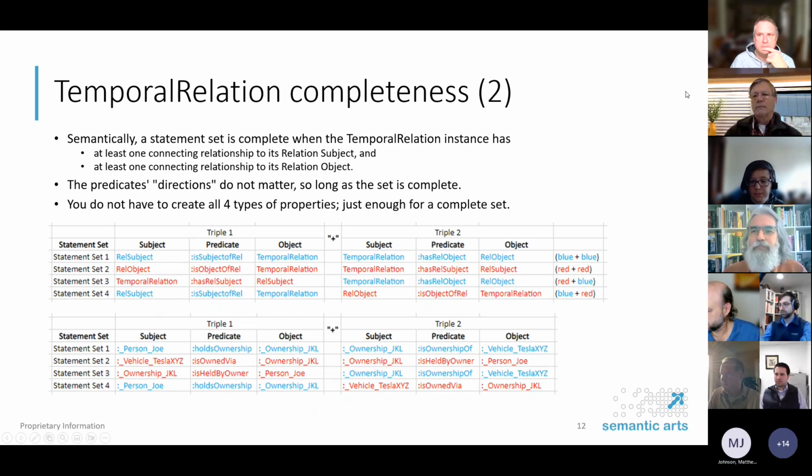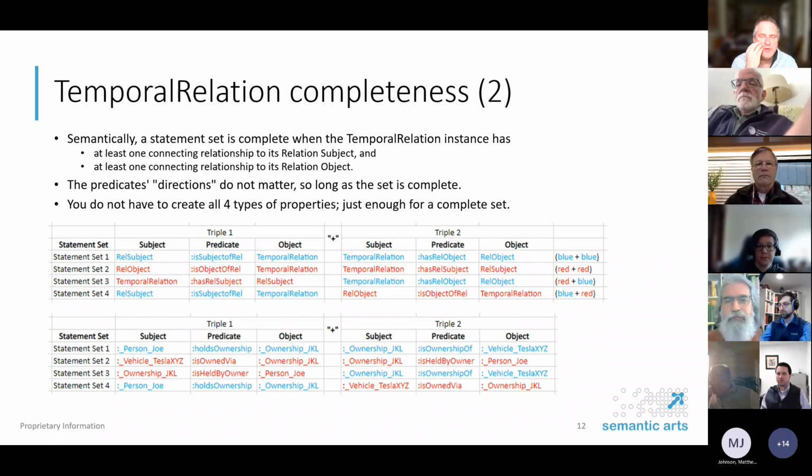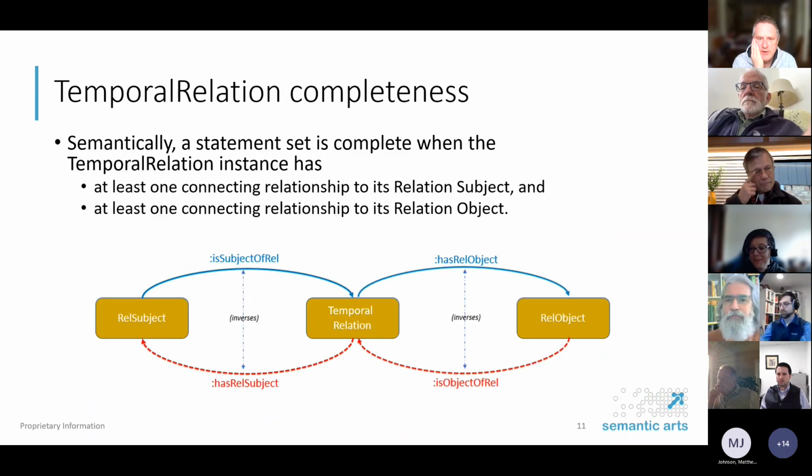And Doug's got his hand up now. Dan, when you're talking about semantic completeness, you talk about the minimum of two participants in the temporal relation. Does completeness include anything about the date, which is a segue from the previous caller's question?